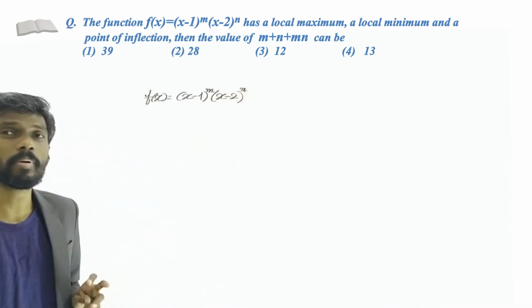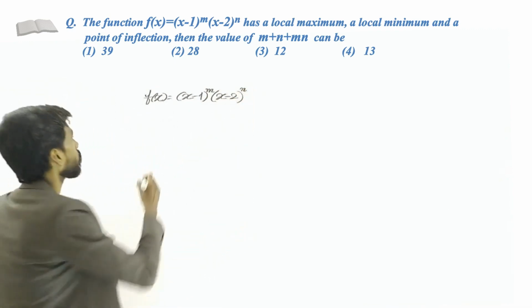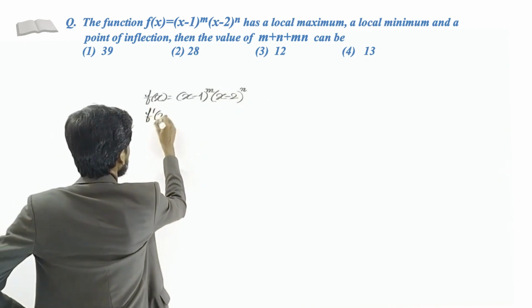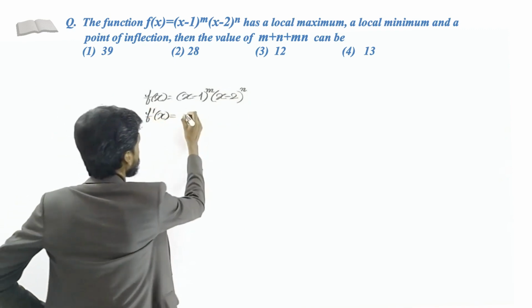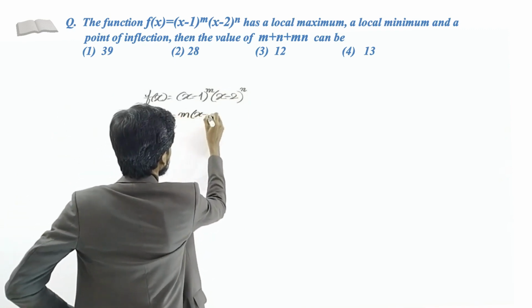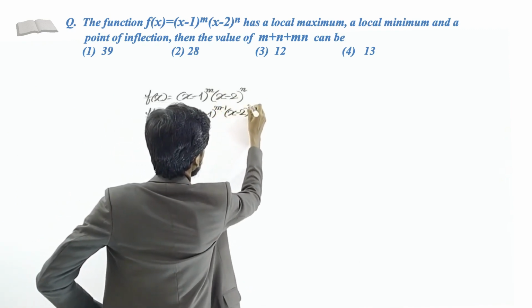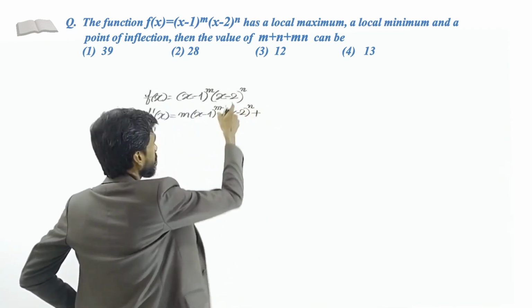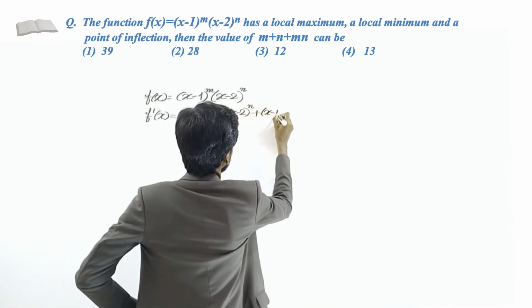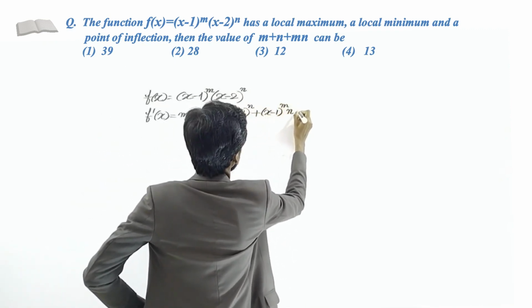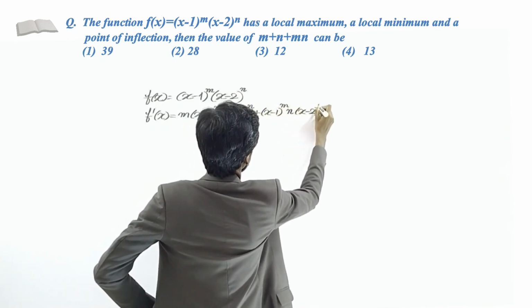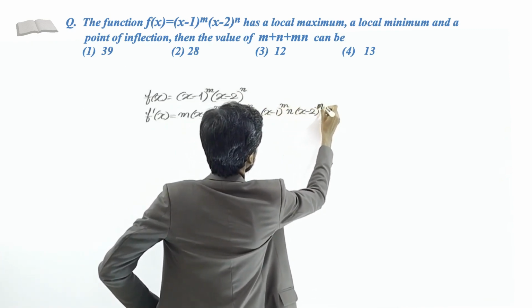To find the maximum or minimum, you have to find the derivative and equate that to 0. So we have to use the product rule. So m multiplied by (x minus 1) to the power m minus 1, (x minus 2) to the power n, plus, the derivative now, (x minus 1) to the power m times n, (x minus 2) to the power n minus 1.